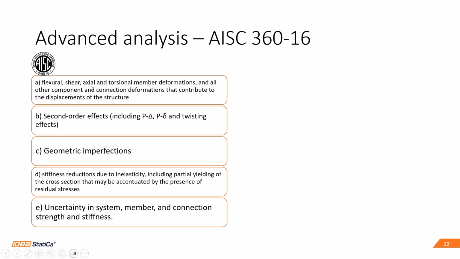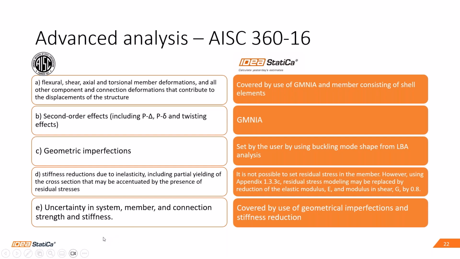So having the flexural, shear, axial and torsional member deformations, all included in the analysis, considering the second order effects, geometric imperfections, and stiffness reductions due to inelasticity, and then uncertainty in system, member, and connection strength and stiffness. So how is IDEA StatiCa, or IDEA StatiCa Member, let's say, covering that part? The first point is covered by the use of geometrical and material nonlinear analysis. The same for the second requirement, okay?